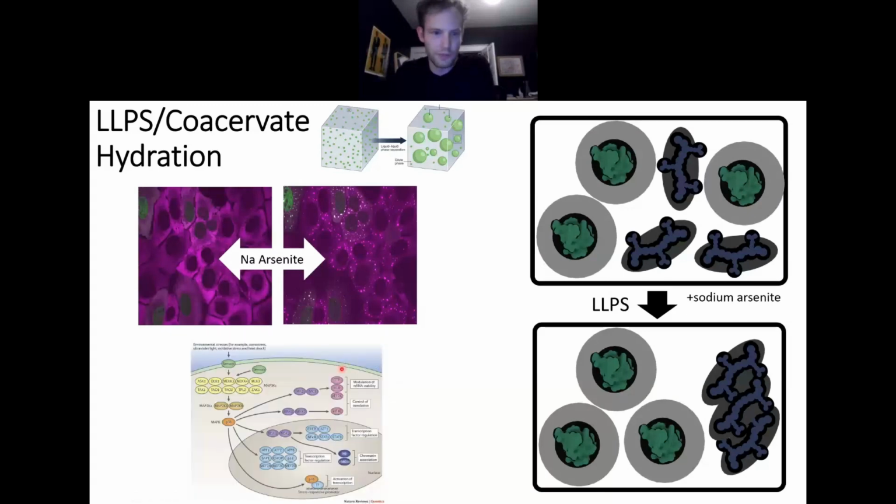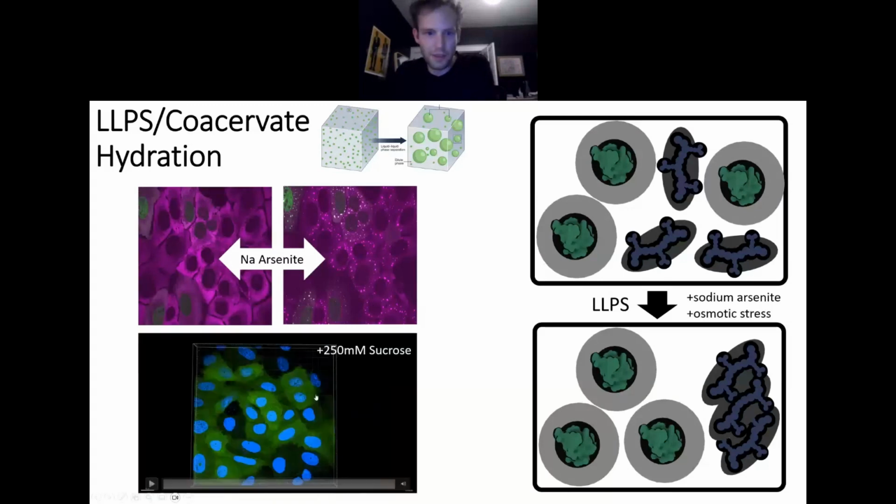the stress granule forms faster than you can conduct these signals usually. So you can form stress granules in minutes, where usually to get changes in DNA expression, this could take like 24 hours or a long time. And furthermore, I can create stress granules without arsenite, just by dehydrating the cells with osmotic pressure. So if I add 250 millimolar sucrose, it causes these cells to form stress granules, and it causes them to shrink, to decrease their volume.